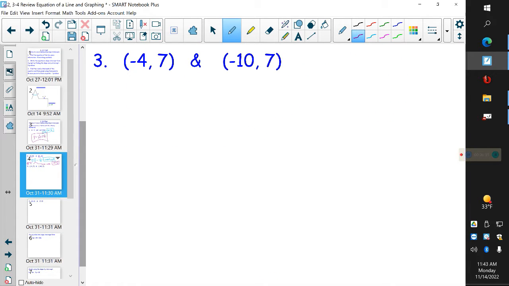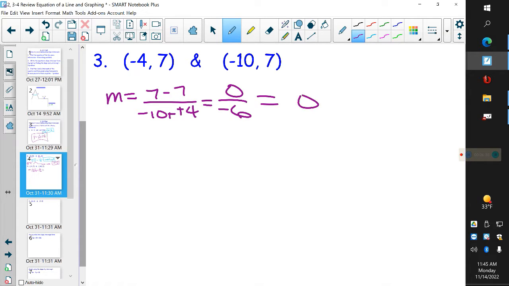Go, find the equation of the line. Okay, the very first thing that we need to do is find the slope. So our slope is going to be 7 minus 7 over -10 minus -4. 7 minus 7 is 0. A double negative is a positive, and that's over 6. Yes? 0 on the top is legal, which means this is 0.